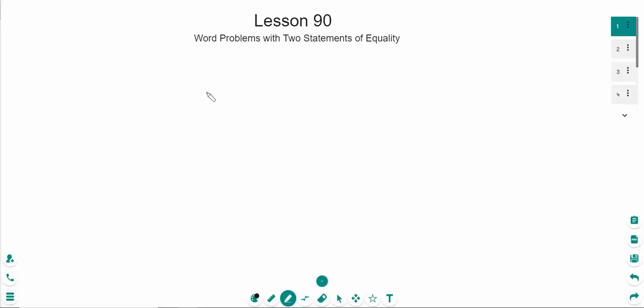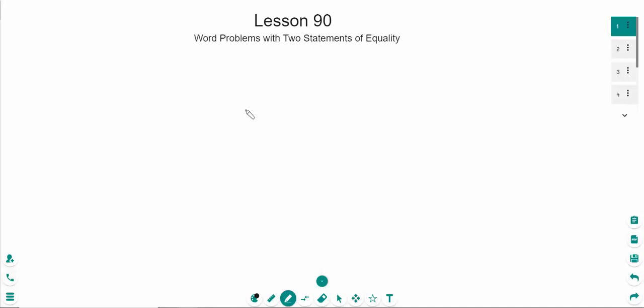Today we'll be talking more about word problems. And again, we'll be dealing with word problems that have two statements of equality in them. In other words, there are two equations that we need to get out, and then we just need to solve that system of equations using the methods that we've learned.